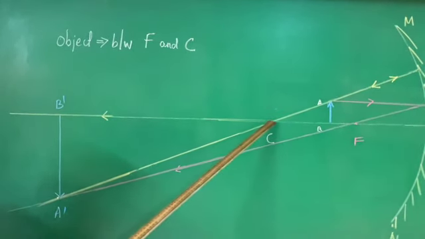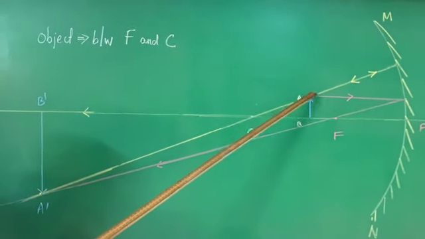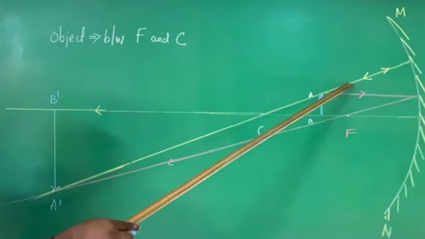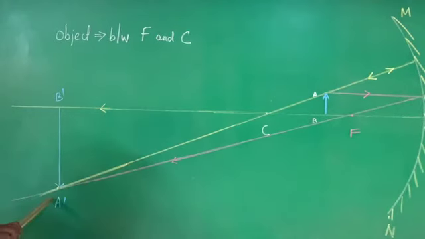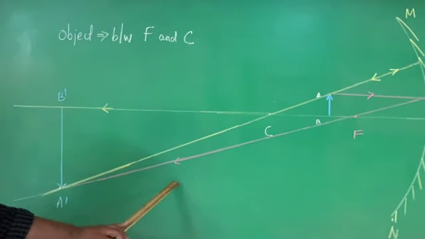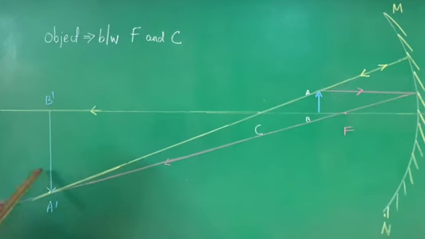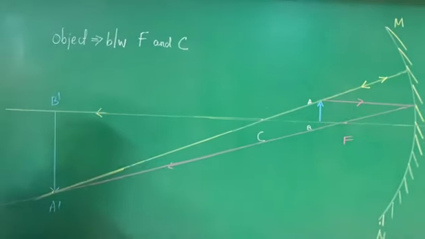The ray of light passes through the center of curvature. From here it may go like that. After reflection it follows the same path, crossing the center of curvature, and extended. These two are the reflected rays and these two reflected rays are going to intersect here. Therefore I get the image. You can easily understand, very simple it is.